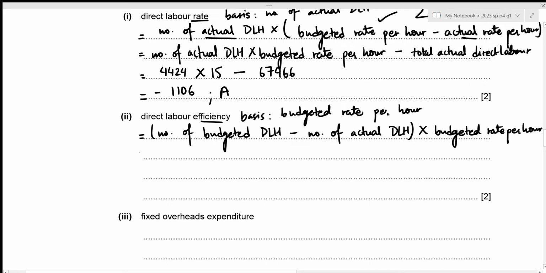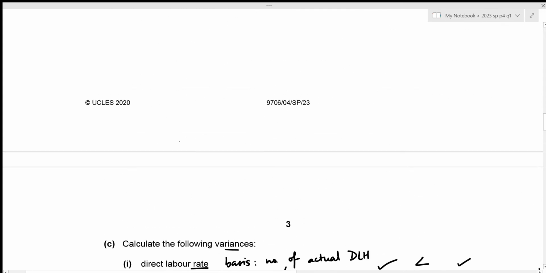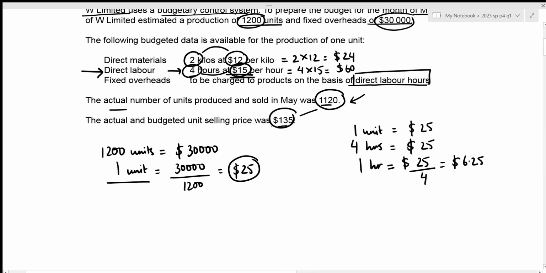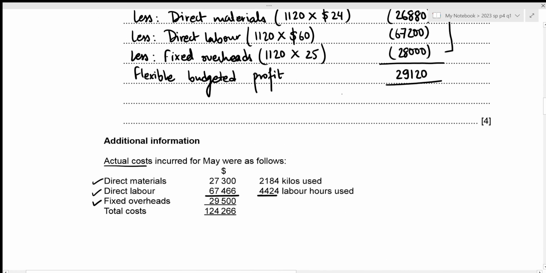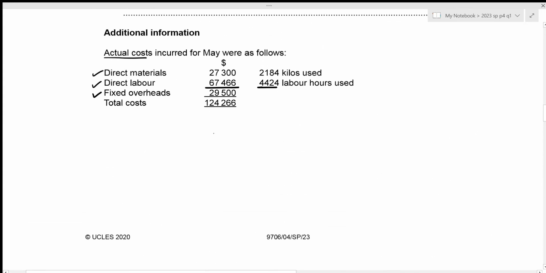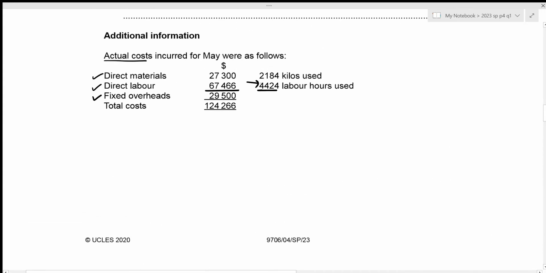Okay, we have the number of budget direct labor hours above, right? And the basis will be our actual output. So we can see that the budgeted rate was 4 hours per unit and the total unit produced was 1120, which means that our number of budgeted direct labor hour is just going to be the product of those two amounts, right? So that's 1120 times 4 minus the number of actual direct labor hour, which is given right here to be 4424.